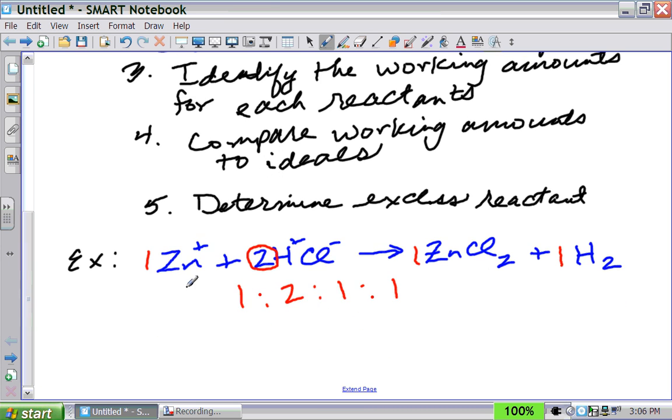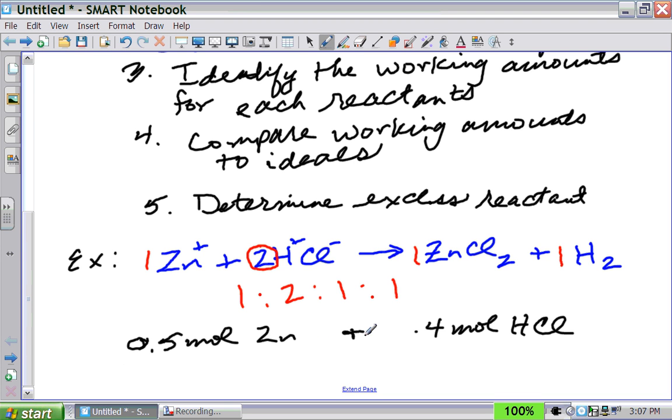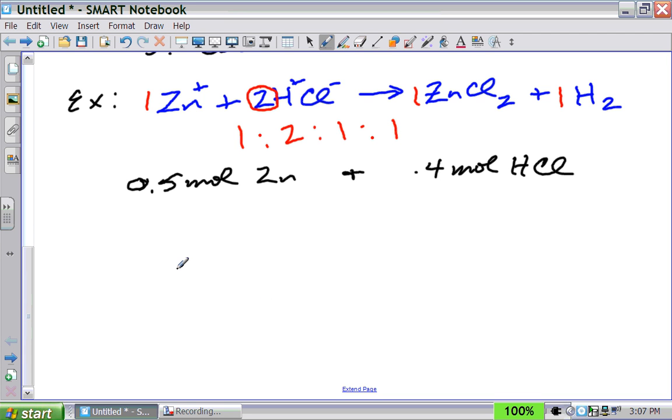All right. Number three, identify the working amounts. In this problem, we're told that we have 0.5 moles of zinc and 0.4 moles of HCl. Now the question is, which one is our limiting reactant and which one is our excess?